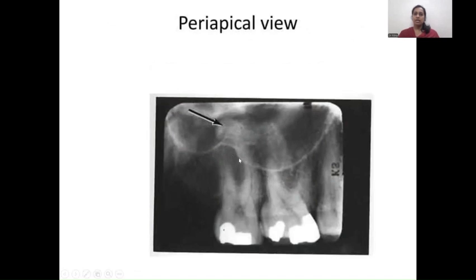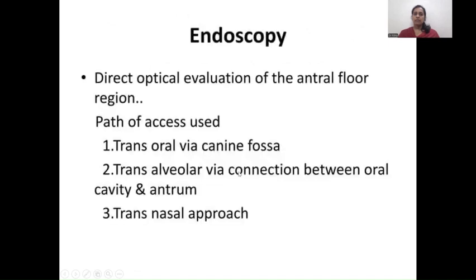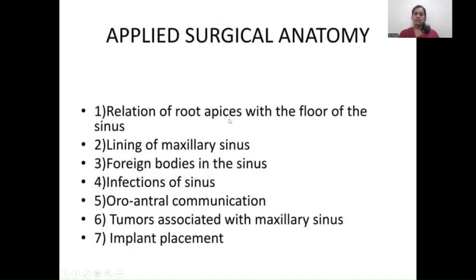Periapically, how it is related to the maxillary sinus: the lining of the floor of the sinus, and how it is related to the maxillary molar. And the most advanced investigation is endoscopy. We can see the maxillary sinus.